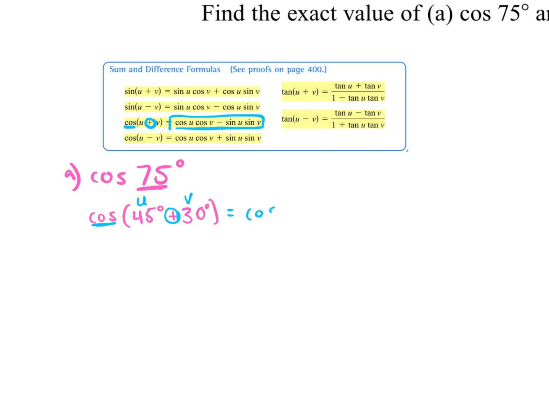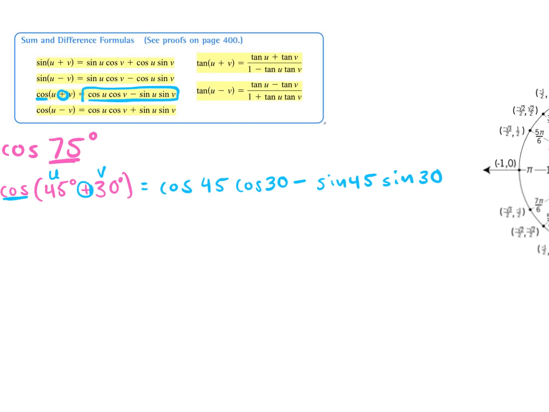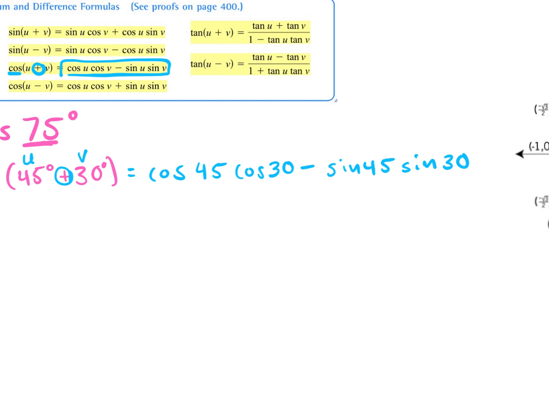So this is the cosine of u, which is 45 degrees, times the cosine of v, which is 30, minus the sine of u, so sine of 45 degrees, times the sine of v, which is 30. Now, if you said 45 plus 30 or 30 plus 45, it doesn't matter. Your answer will end up being the same, as long as your two angles add or subtract to the one that's given. Now, once we put it in our formula, here we just have to find each one of these.